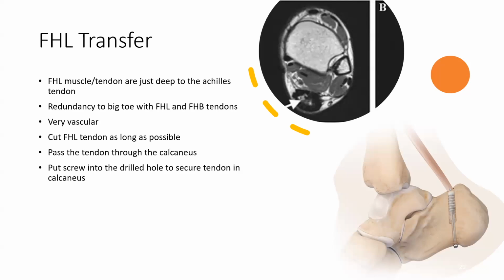Basically, what we do is we cut the FHL tendon to be as long as possible for grafting, and then we pass the tendon, as you can see on the picture on the bottom right, through the heel bone, and we basically put what's called a biotenodesis screw into the calcaneus, or the heel bone, to basically hold that tendon in place and assist and help heal the Achilles.